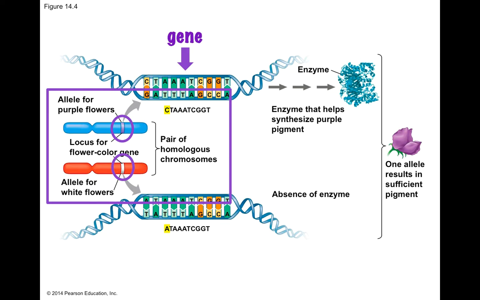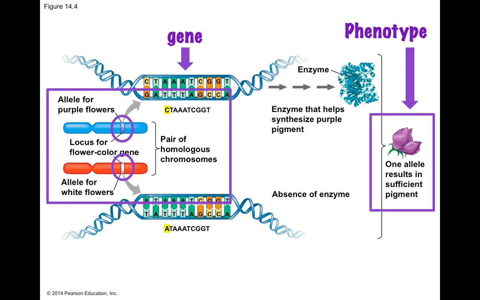Third, if the 2 alleles are different, one of them will determine what the phenotype will be. In other words, the organism's appearance, in this case, purple. We're going to call this allele dominant. The other allele has no effect on the phenotype. There is no white in this flower. We're going to call this allele recessive. Only one dominant allele is needed to show the purple color. To have a white flower, you would need both alleles to be recessive.